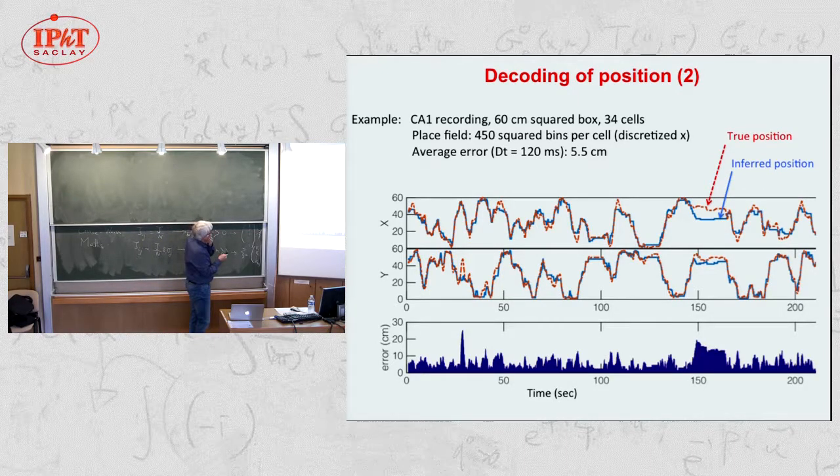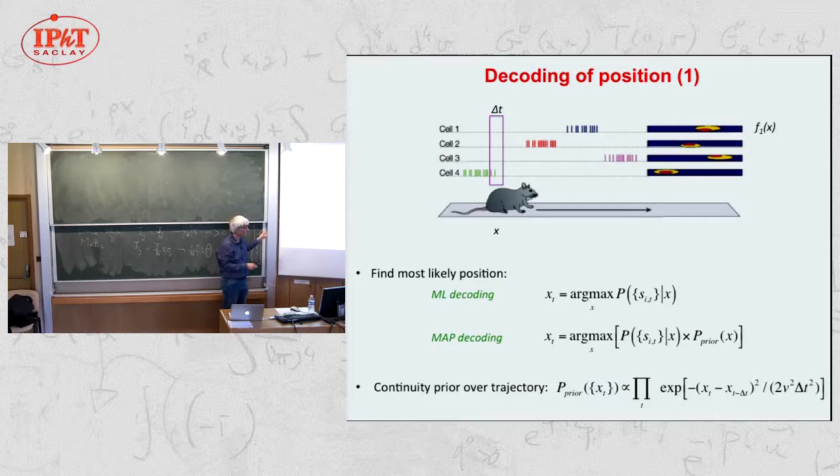And so what you see here is a function of time. You see the position x and the position y, the two coordinates in the box, as a function of time. And there are two curves. One is the true position, the red curve, which is recorded by a camera, so you know exactly where the animal is. The blue one is the one inferred by the formula I've shown you, when you take this prior.